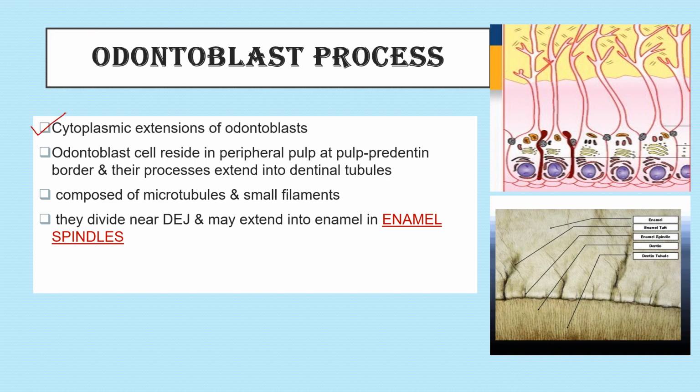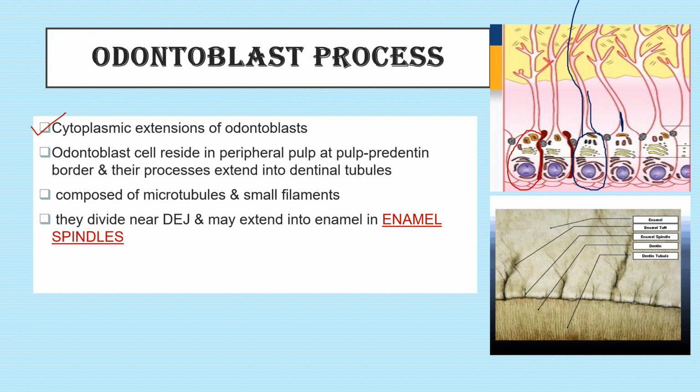As you can see in this diagram, these are nothing but odontoblast. As you can see, this is odontoblast, and the process extending from it is odontoblastic process. Cytoplasmic extensions. As you can see, there is no interruption between the process and the cell. So it is a cytoplasmic extension of odontoblast.